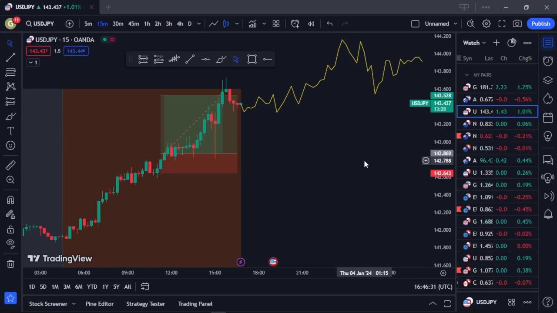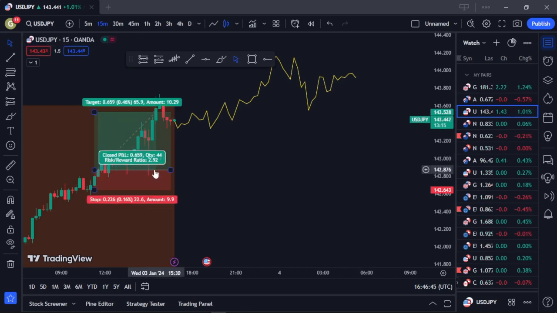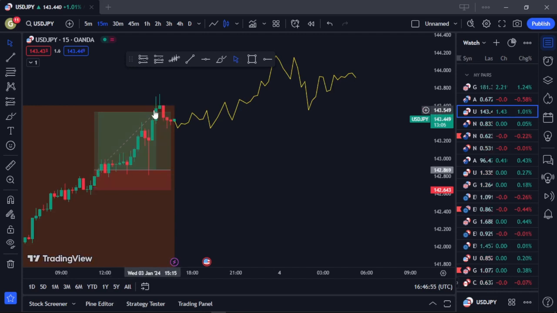Let me show you how you can set this indicator up. If you take a closer look at my chart right now, you can see that I took a trade on USD JPY earlier today. That was on Wednesday 3rd January 2024, and I took the trade around 11:15 a.m. and closed off around 3 p.m.